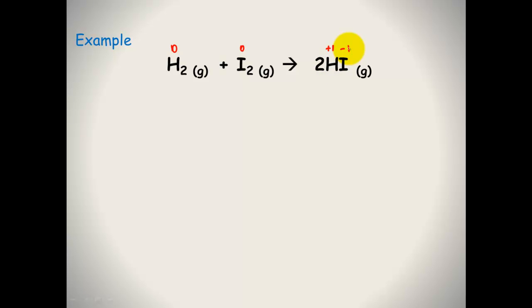This is where we now look at the change in oxidation numbers. Hydrogen's gone from having an oxidation number of 0 to an oxidation number of plus 1. So it's had an increase in its oxidation number. Iodine has gone from 0 to minus 1. So it's had a decrease in oxidation number.